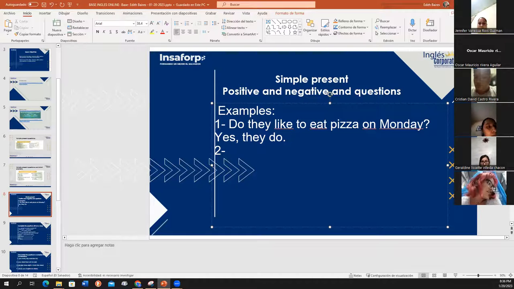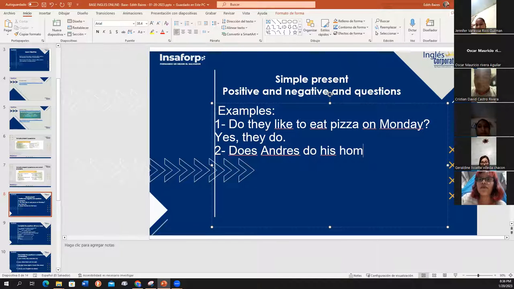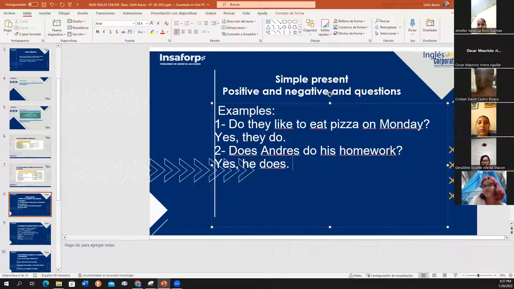Does Andres do his homework? Homework. Muy bien. What will be the answer? Yes, he does. No, he doesn't. Yes, he does. Very good. Yes, excellent. Someone else? ¿Alguien más que quiera dar una pregunta?